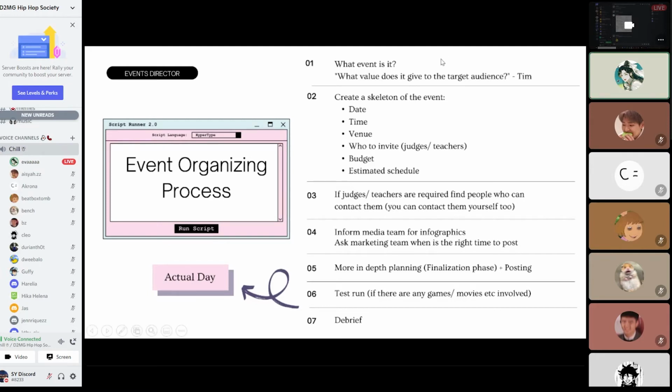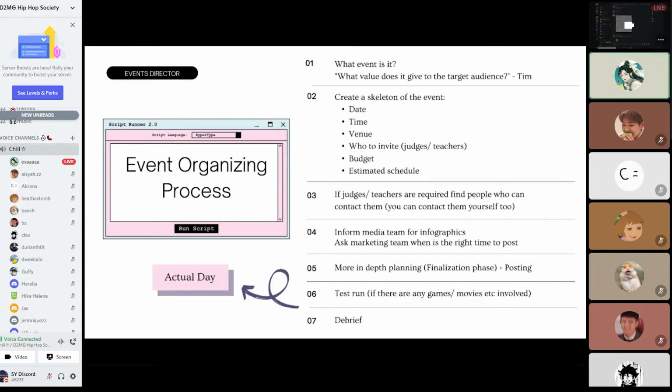And then the second part is to create a skeleton for the event. Most of the time this will be done beforehand, and then you discuss it with the other execs during the weekly meetings. So the date, the time, the venue. Venue is important nowadays because of the restrictions. If it's a face-to-face event, you have to make sure the venue has the right capacity for people, and we're not breaking any standard operating procedures.